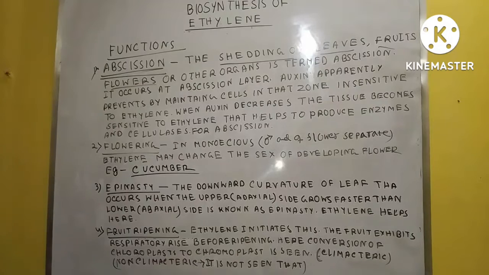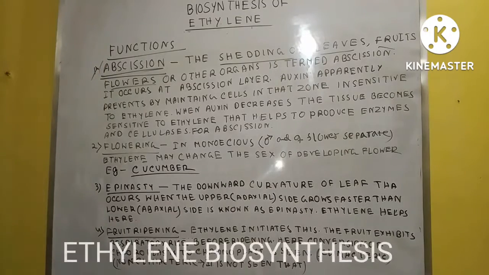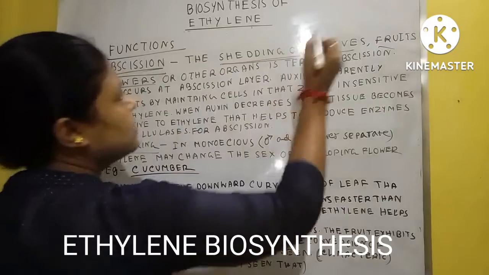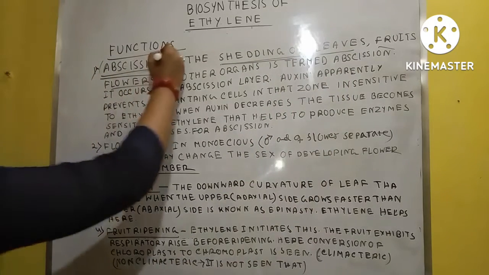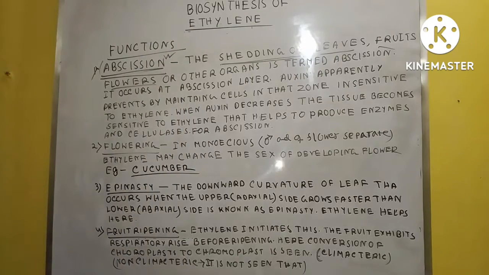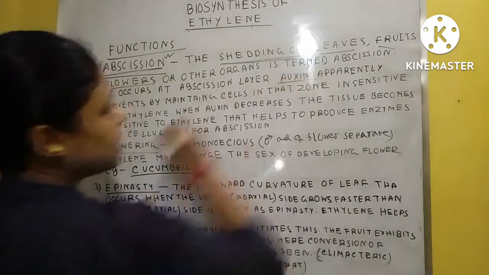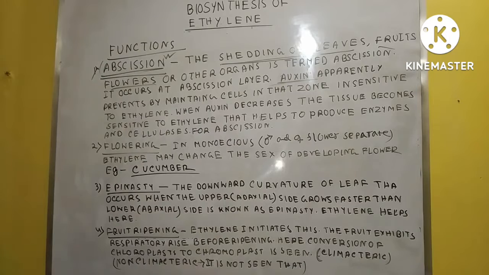And other organs, other parts of the plant, the shedding is called abscission. So what is abscission? Abscission is the shedding of the leaves, fruits and other parts of the plants. This abscission process is controlled by auxin. Generally, auxin controls this abscission process.